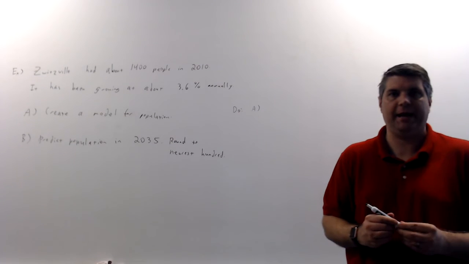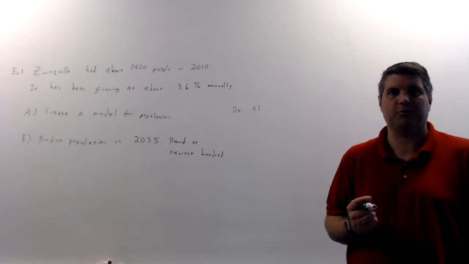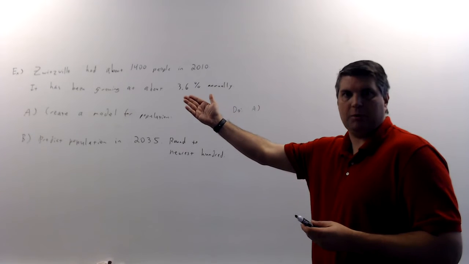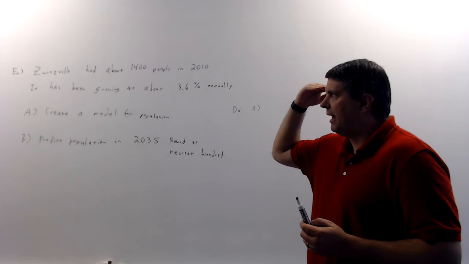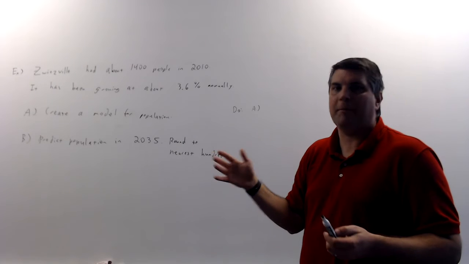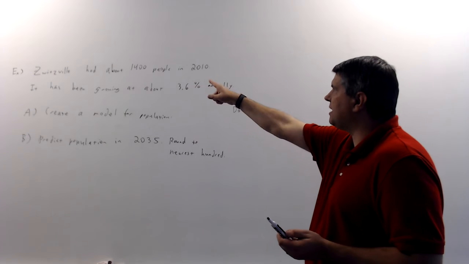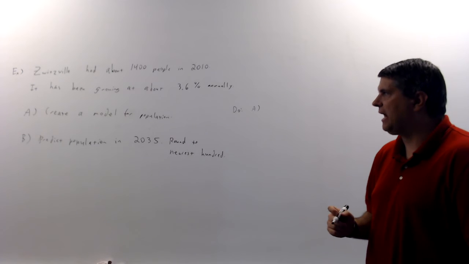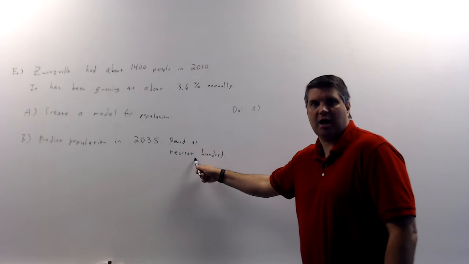What I intend to do here is some exercises with exponential models, some examples with exponential models. So the fictitious town of Zwitzville. I don't know whether a real town of that nature exists or not, but it's a fictitious town made up for this problem. So if there's a Zwitzville somewhere, pretend it's in another state or another country. So Zwitzville had about 1,400 people in the year 2010. It has been growing at about 3.6% annually. A, create a model for the population. B, predict the model in 2035, round to the nearest hundred.